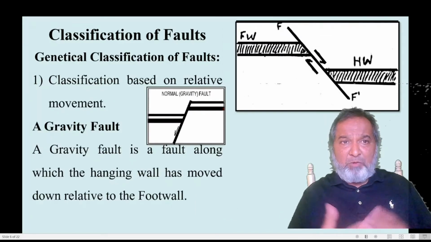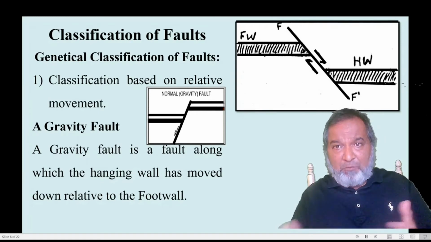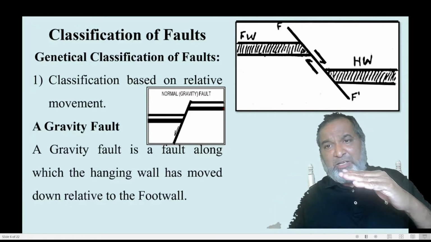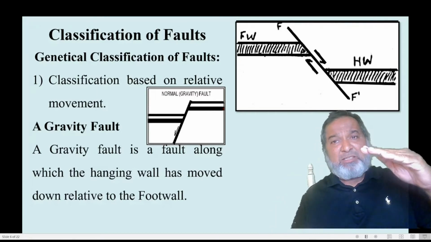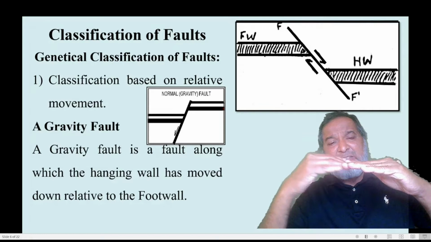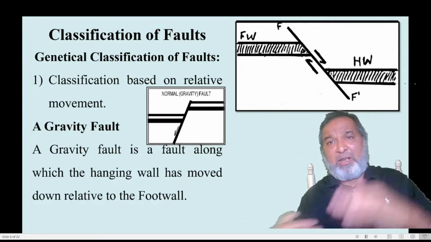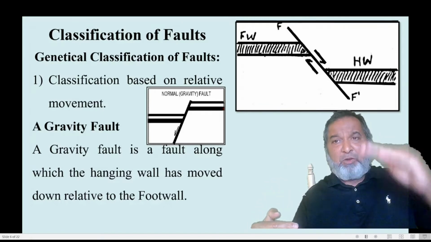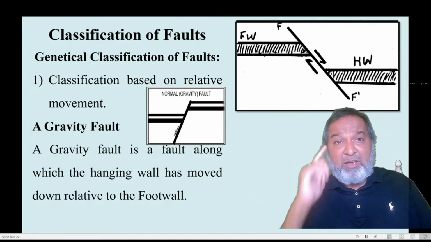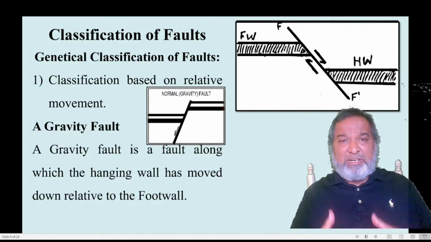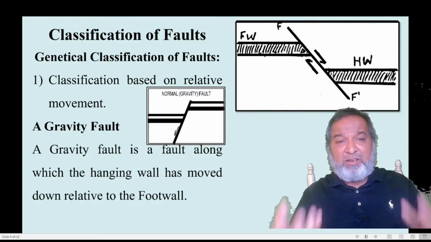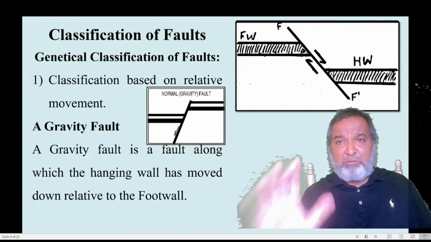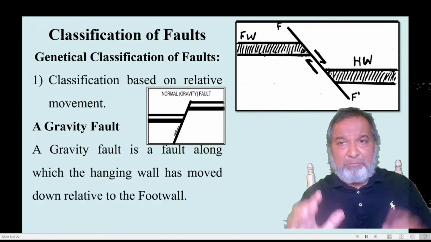Come to the next one, the gravity fault, where the hanging wall, straightaway with the gravitational force, has come down and the footwall has gone up. So the relative movement is that the hanging wall goes down and the footwall goes up. So this is a normal fault, or it is called a gravity fault, because here gravity plays a vital role. Due to this it is called a normal fault, or simply the gravity fault.